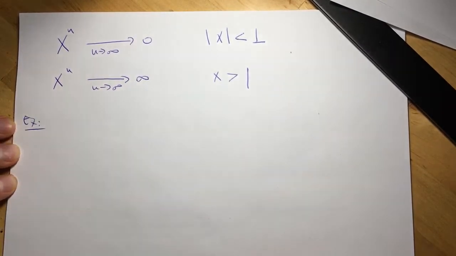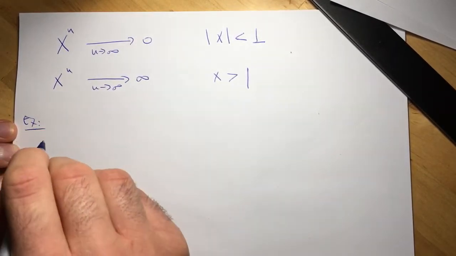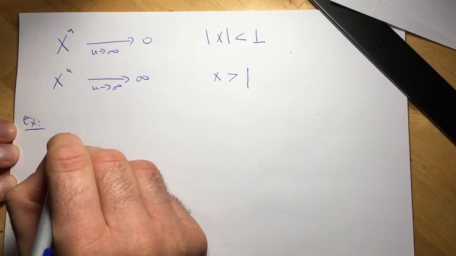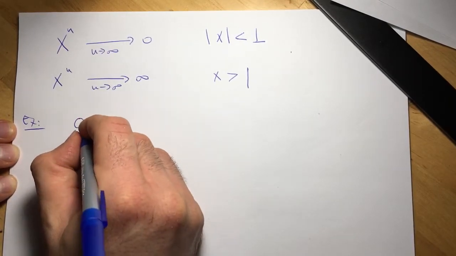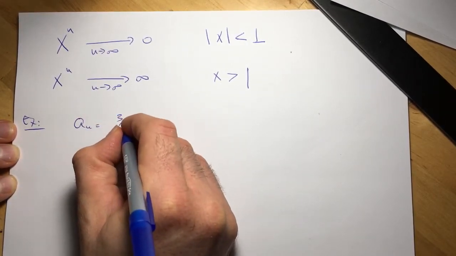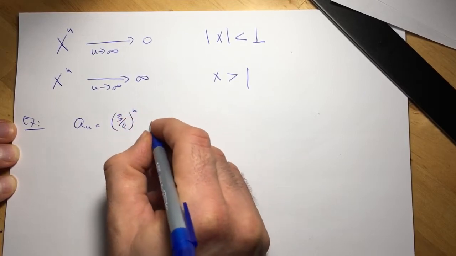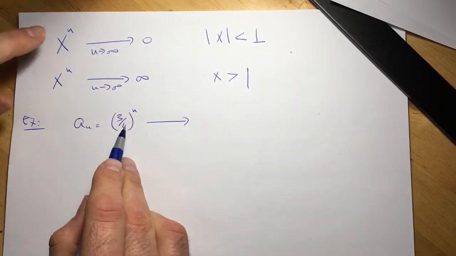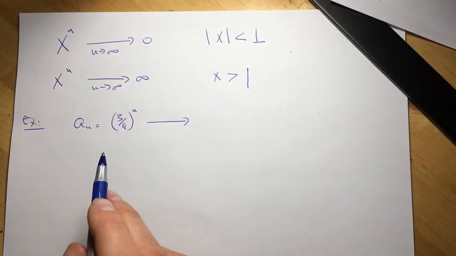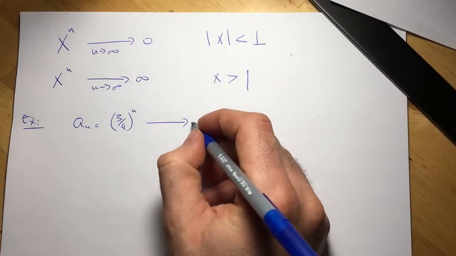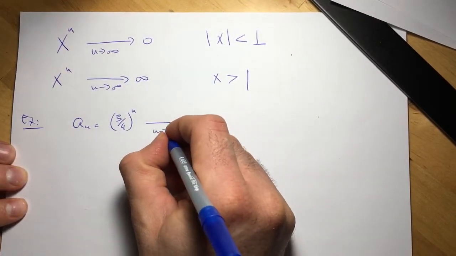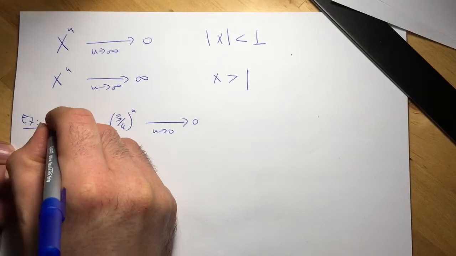Of course, at the beginning, very simple examples. Let's say a_n is equal to (3/4) to the power of n, and because here x in my case is less than 1, this limit will go to 0.